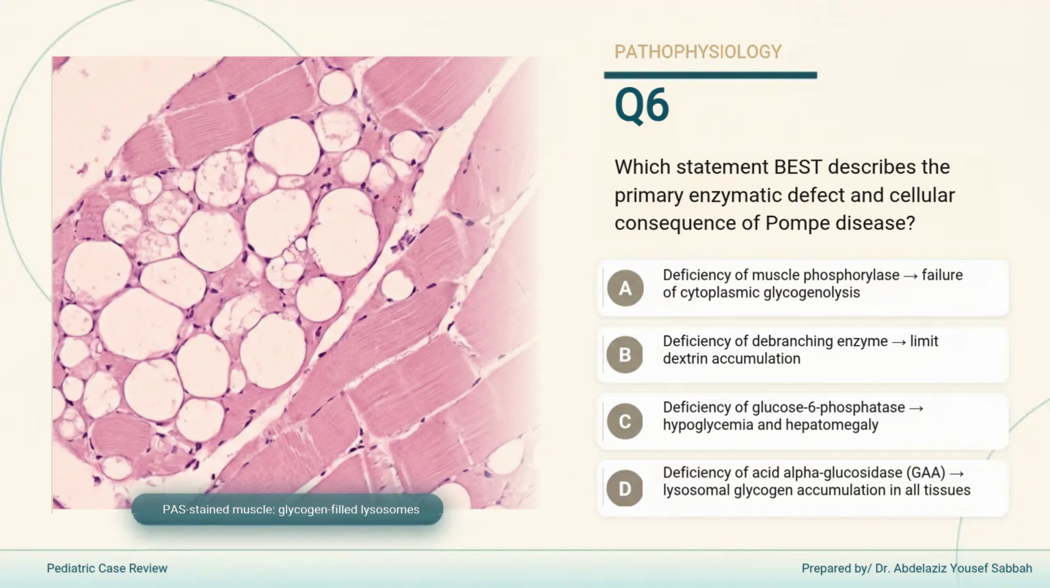Option A, deficiency of muscle phosphorylase, leading to failure of cytoplasmic glycogenolysis. Option B, deficiency of debranching enzyme, leading to limit dextrin accumulation. Option C, deficiency of glucose 6-phosphatase, leading to hypoglycemia and hepatomegaly. Option D, deficiency of acid alpha-glucosidase, leading to lysosomal glycogen accumulation in all tissues.